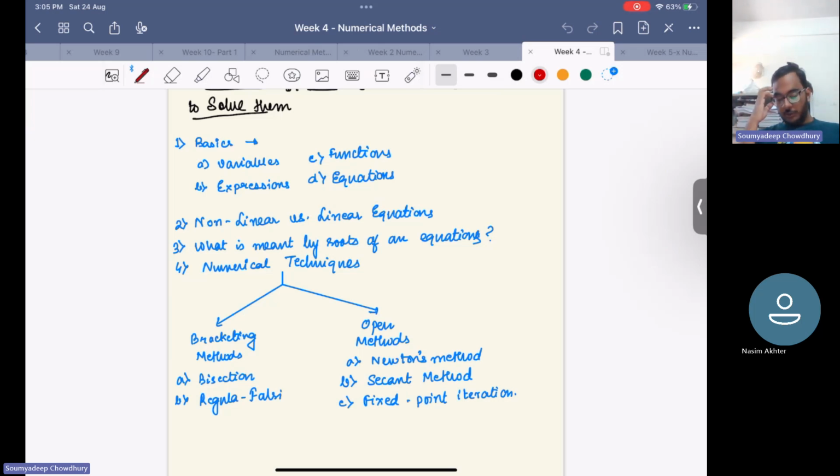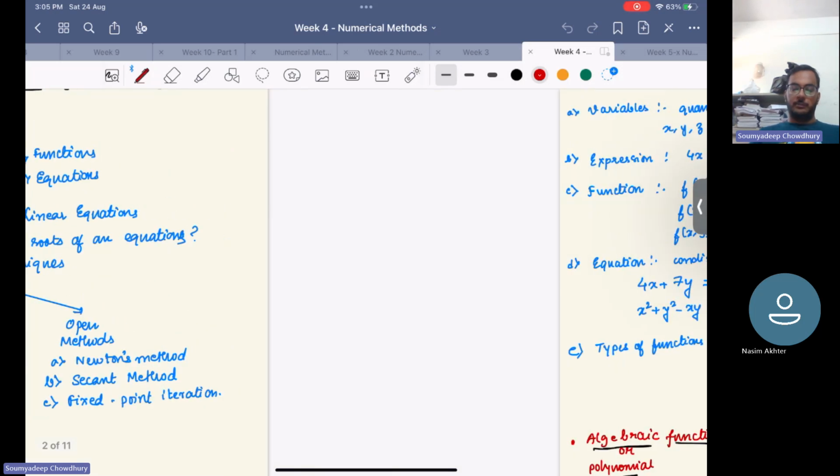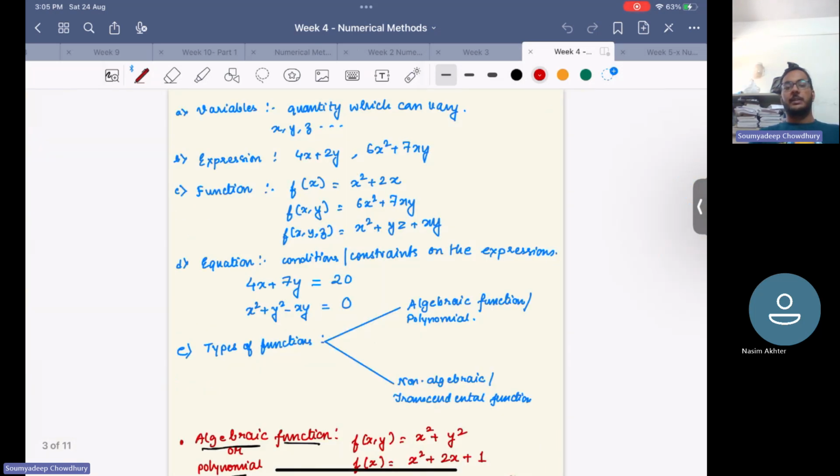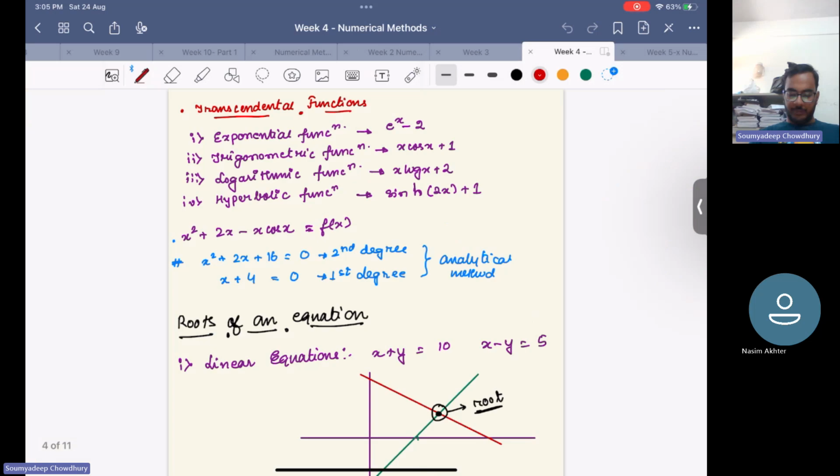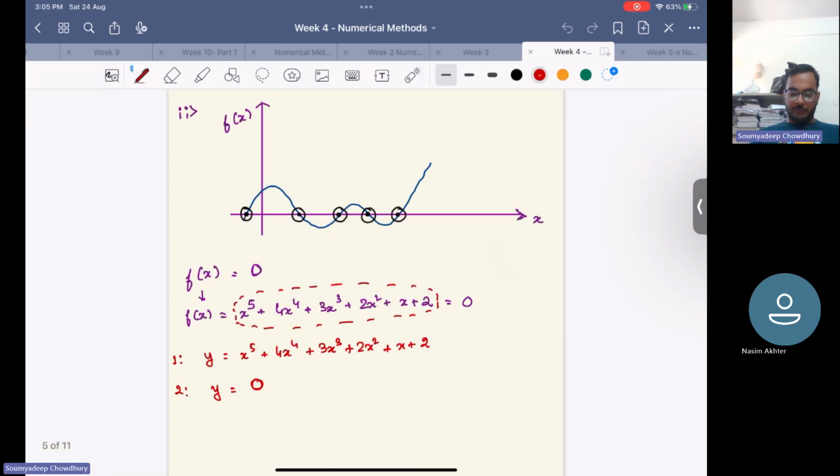So today we will be talking about Newton's method. First we'll be talking about fixed point iteration, and then Newton's method, and then we'll be solving some equations. I'll first discuss the algorithm, and then I'll solve some equations. So these were about the different roots of an equation.